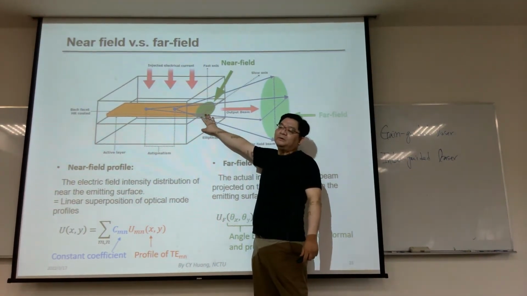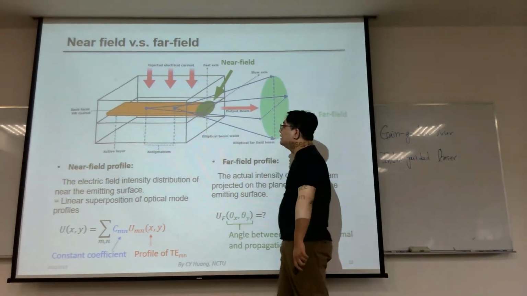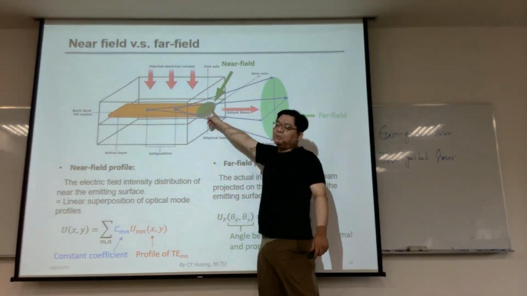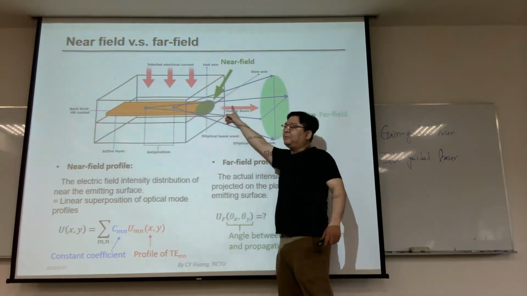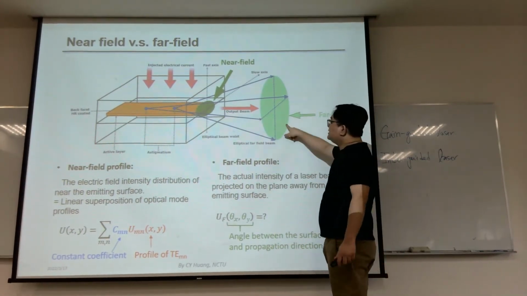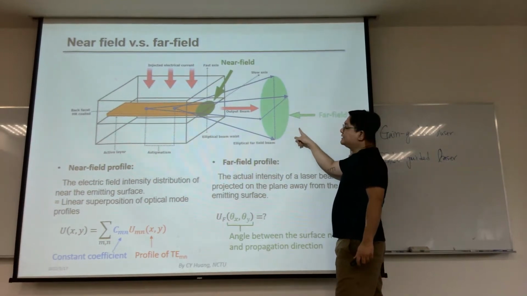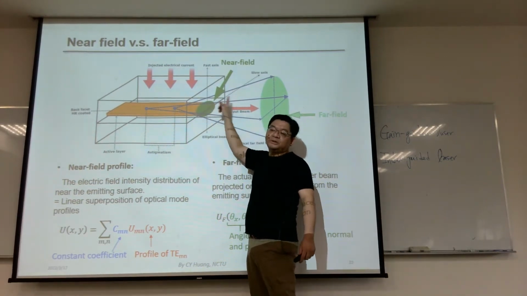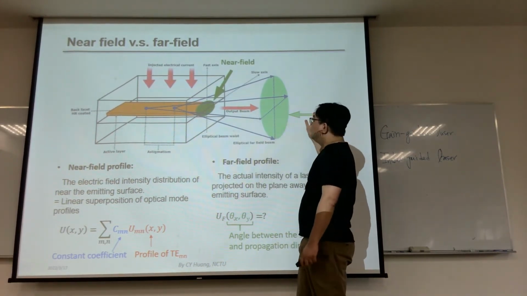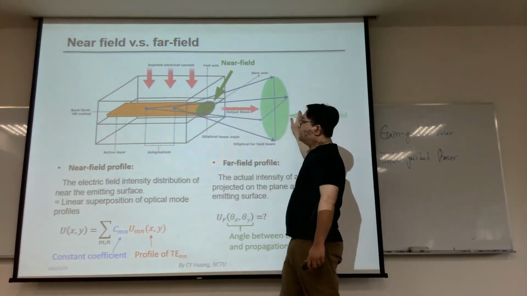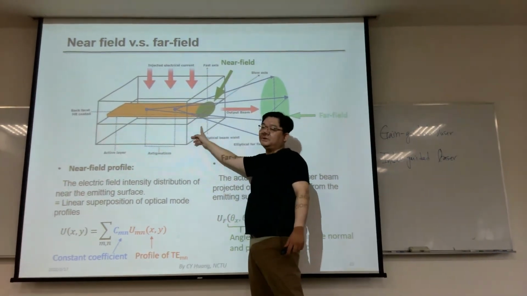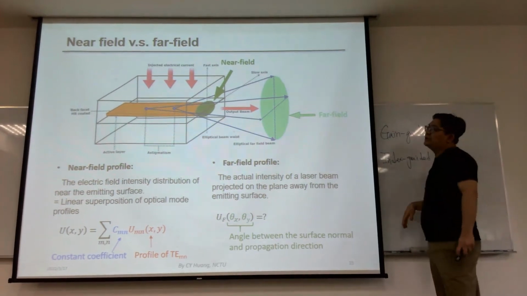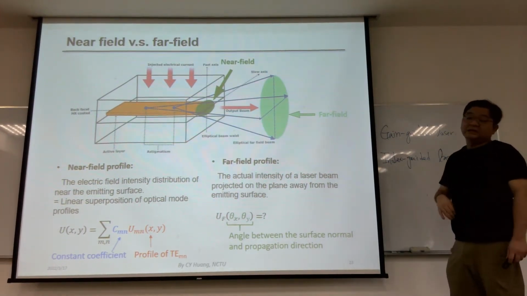mode profile in this device. But when light leaves your laser, it will propagate to a certain distance. The intensity at every point is the summation of the light propagating from each point. So the far field is the result of the diffraction of your near field. And what is the relation between the near field and the far field pattern?